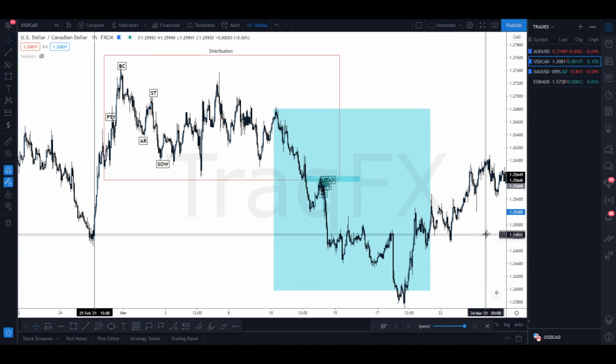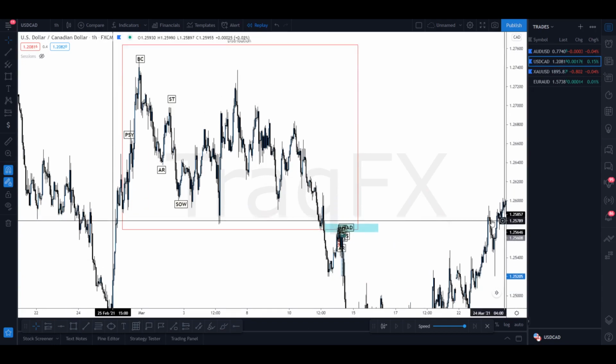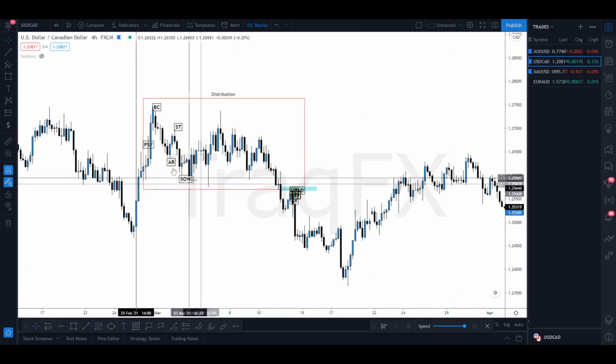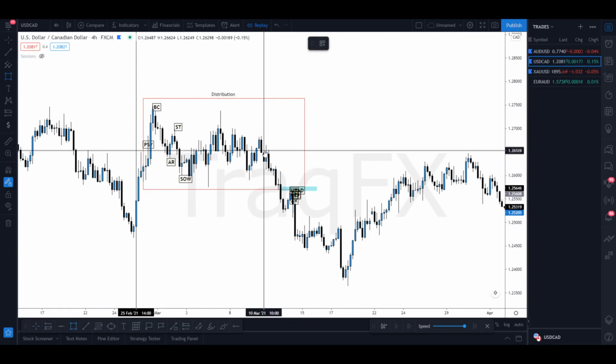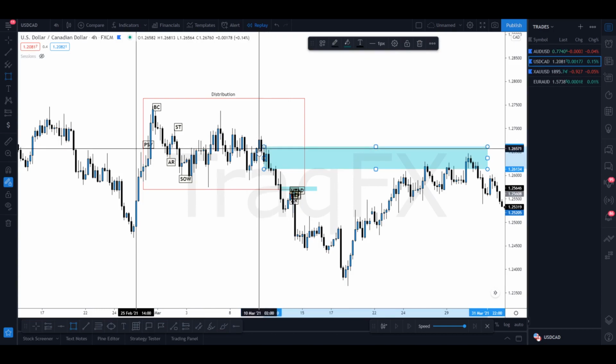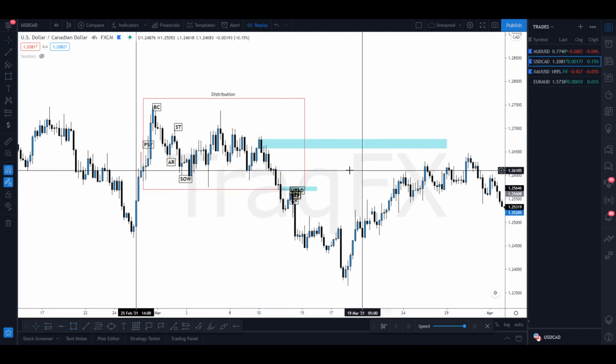What we want to do is look for the beginning of that push down. In this case, what's the start of this major push down? Well, let's go down to the 4 hour time frame and look. Clearly we have two areas of interest, one being this last up candle before the move down, and the second one being this last up candle before the move down.